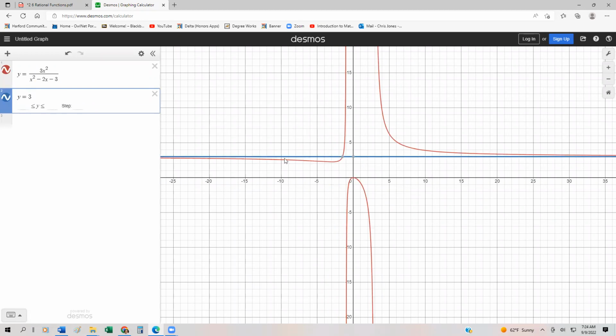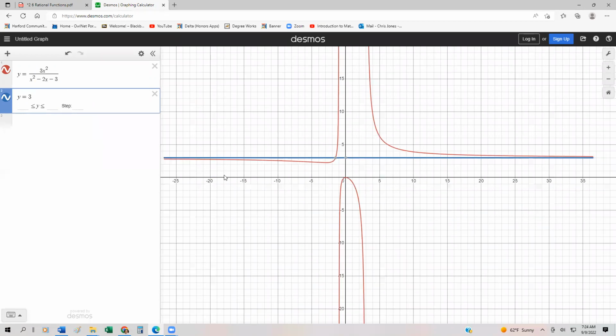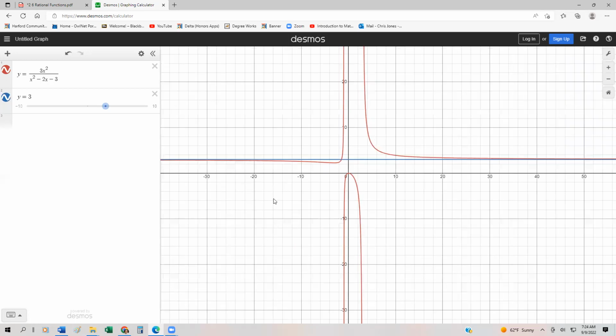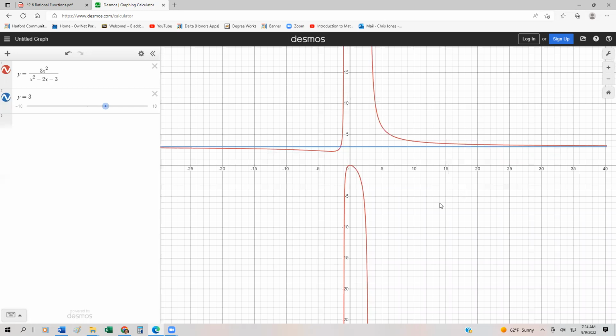And check it out. It looks like the function is going towards that 3. If I zoom out even more, it becomes more apparent. And that's how you can check to make sure you're right, if this function kind of starts to blend into that line. Now, remember, it'll never touch that line, but it gets closer and closer.